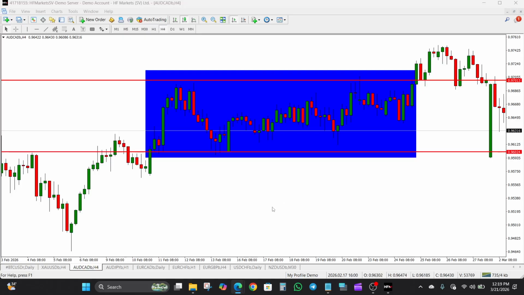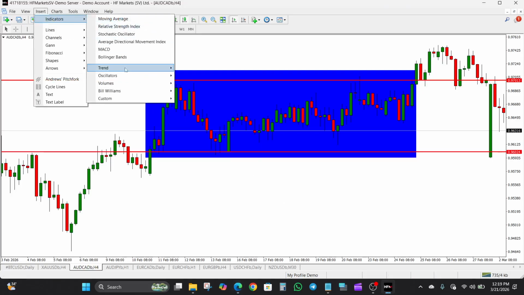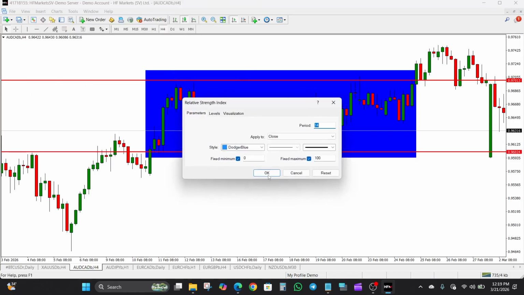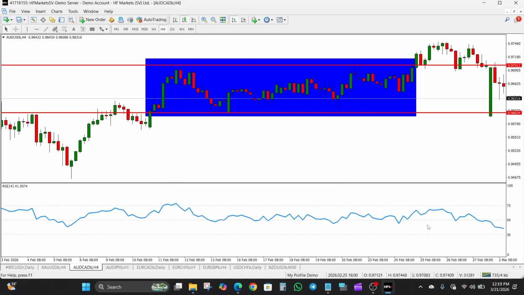To improve accuracy, traders often combine channels with indicators like the RSI, for example, or look for candlestick confirmations before entering a trade. It's always good to get confirmations before entering a trade.